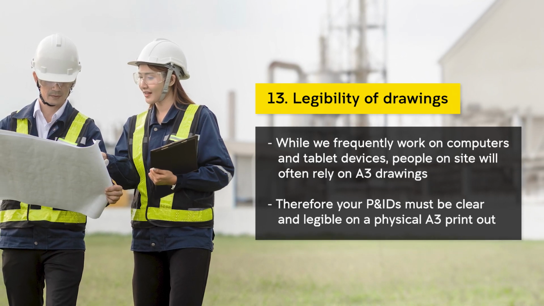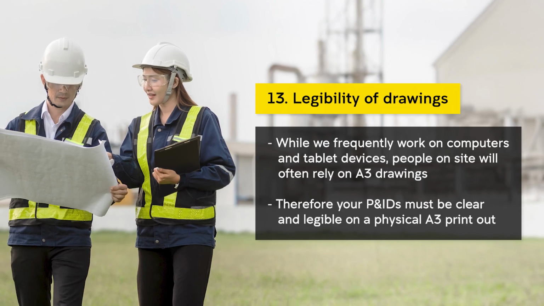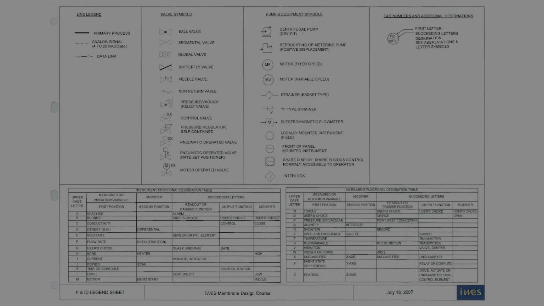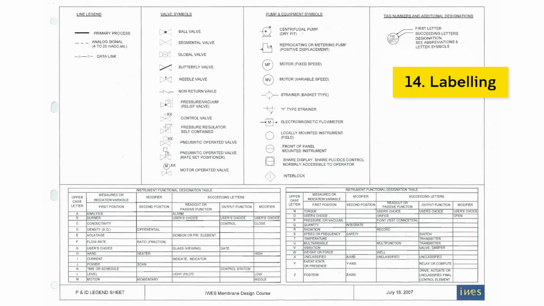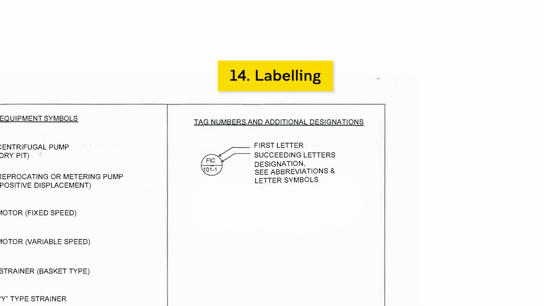So the size of the lettering is important. How crowded the drawing is important, because you can't read it if it's too small. Next thing to think about is labeling. It's important to label all of our equipment, give it a tag number so that people can refer to it.